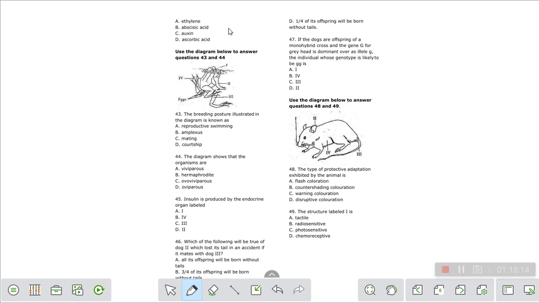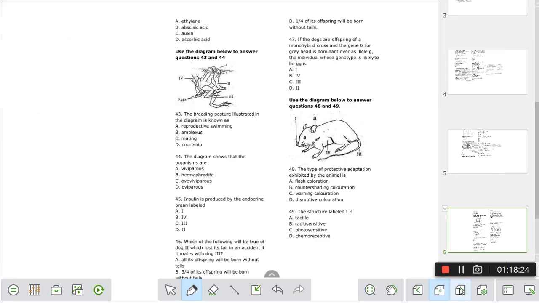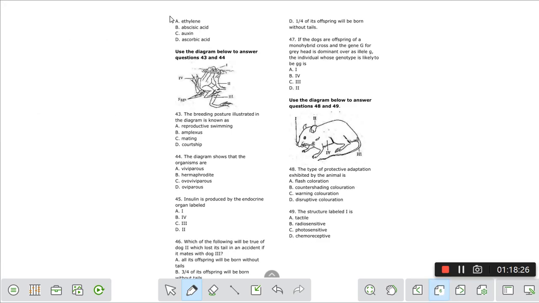You know, I told you that auxin is a growth hormone. I did not talk much on it, but I told you that auxin is a growth hormone, right? When you have auxin in a particular place, it actually aids the increase in growth.